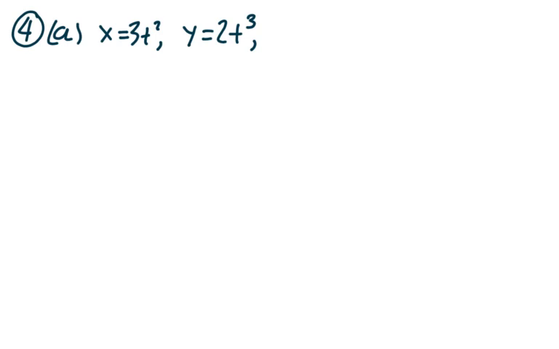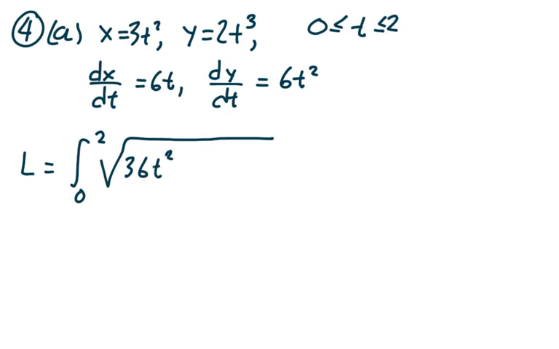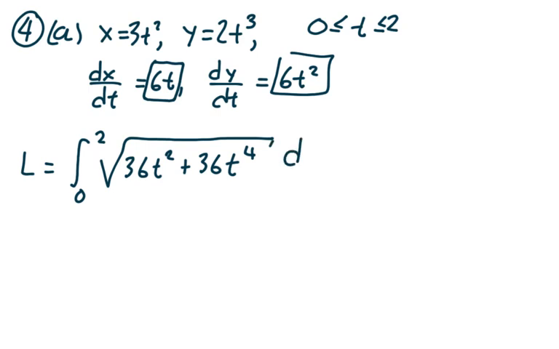Let's take a look at 4a. Here we have x equals 3t squared, y equals 2t cubed, and then t is less than or equal to 2 and greater than or equal to 0. And we want to find the arc length, okay? Now notice, dx/dt is 6t. dy/dt is 6t squared. My arc length, that's the integral from 0 to 2 of the square root of 36t squared plus 36t to the fourth. So I square this guy, I square this guy, and then I add. And remember, we're going to integrate with respect to t.